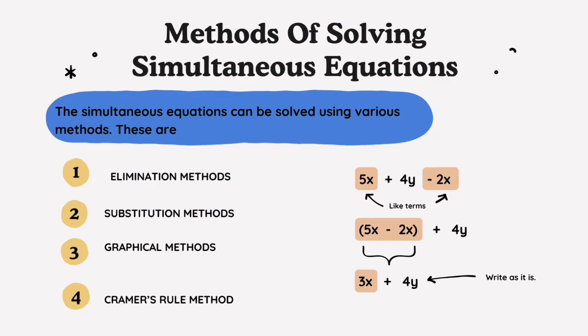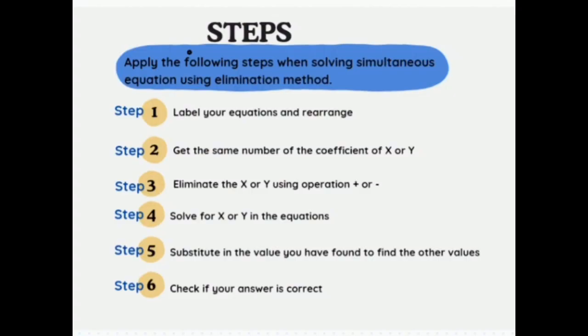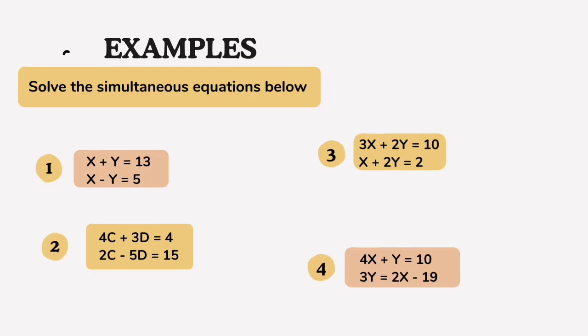Before we solve simultaneous equations, there are some steps we need to apply. Step 1, label your equations and rearrange. Step 2, get the same number as the coefficient of x or y. Step 3, eliminate x or y using the operation plus or minus. Step 4, solve for x or y in the equation. Step 5, substitute the value you have found to find the other value. Step 6, check if your answer is correct or not. So we are going to start with the following examples, questions 1, 2, 3, and 4.